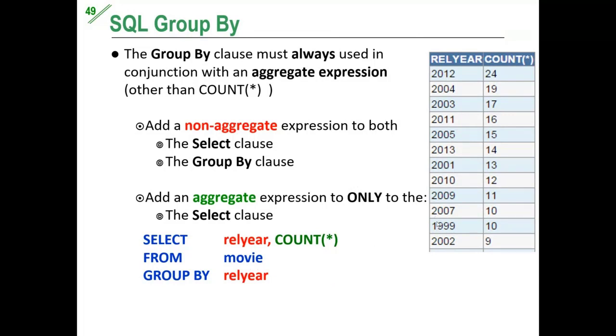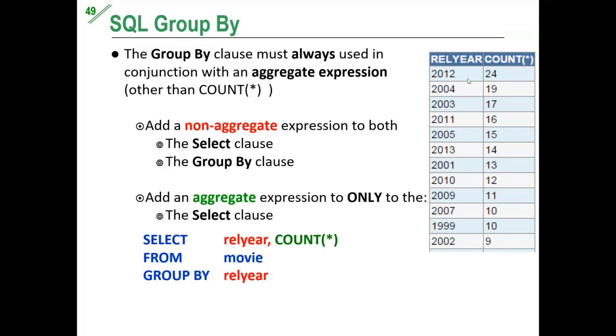Now, for example, in this case, what I wanted to do is produce a report. I want to produce a report saying, okay, what are my release years in my database?